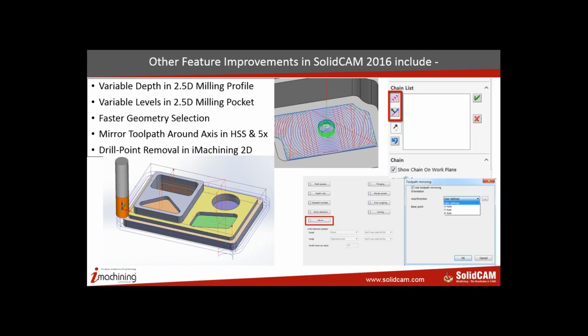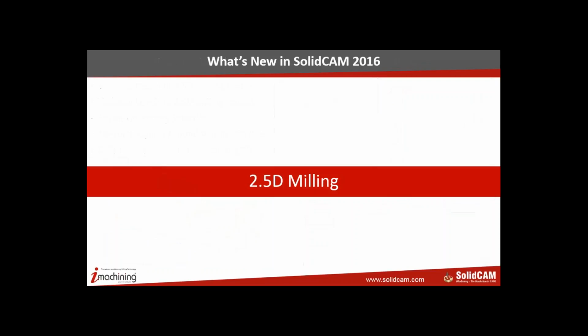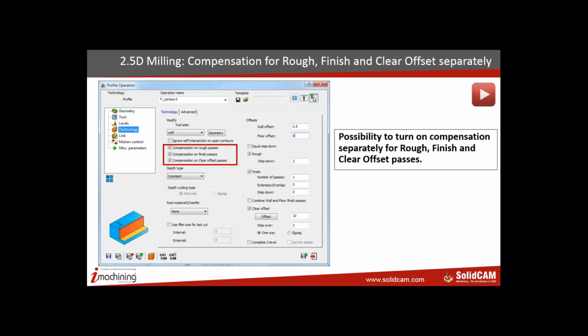Okay, let's have a look at a few of the other enhancements in 2016. I'm not going to go, as I said, far too much into it in this webinar, because I'm going to do a little demonstration shortly of some of the benefits in 2.5D milling. One of the things that's been added in here, as you can see from the slideshow, is the option to control your compensation passes separately now on your roughing and your finishing passes, as well as your clear offset passes. So you've got complete control over where your compensation is or isn't applied in SolidCAM 2016.